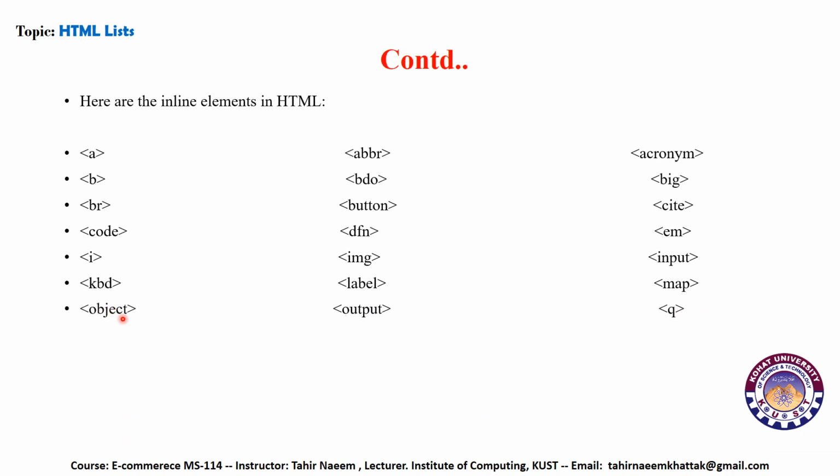Object is an inline element. Output is an inline element. Q is an inline element. Samp is an inline element. Script is an inline element. Select is an inline element. Small is an inline element. Span is an inline element. Strong is an inline element.